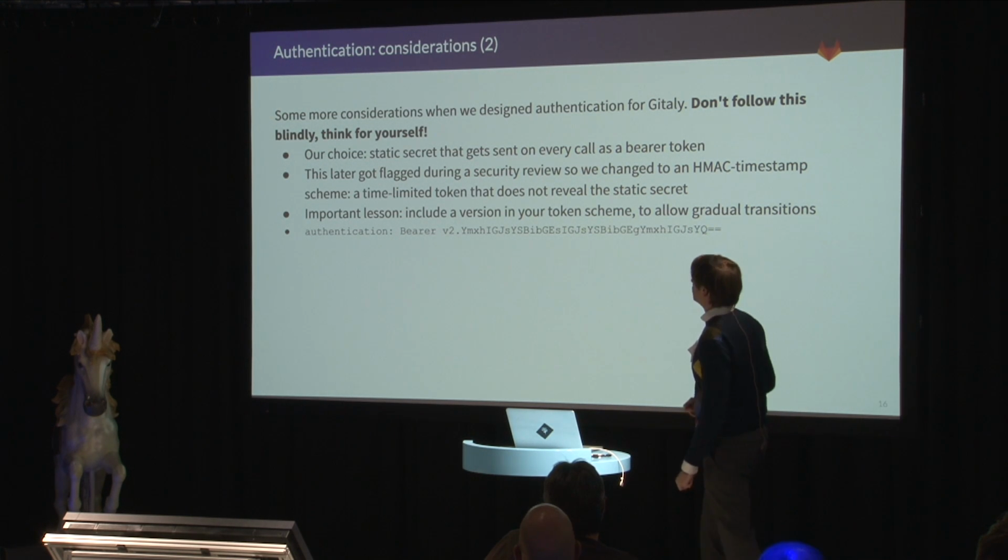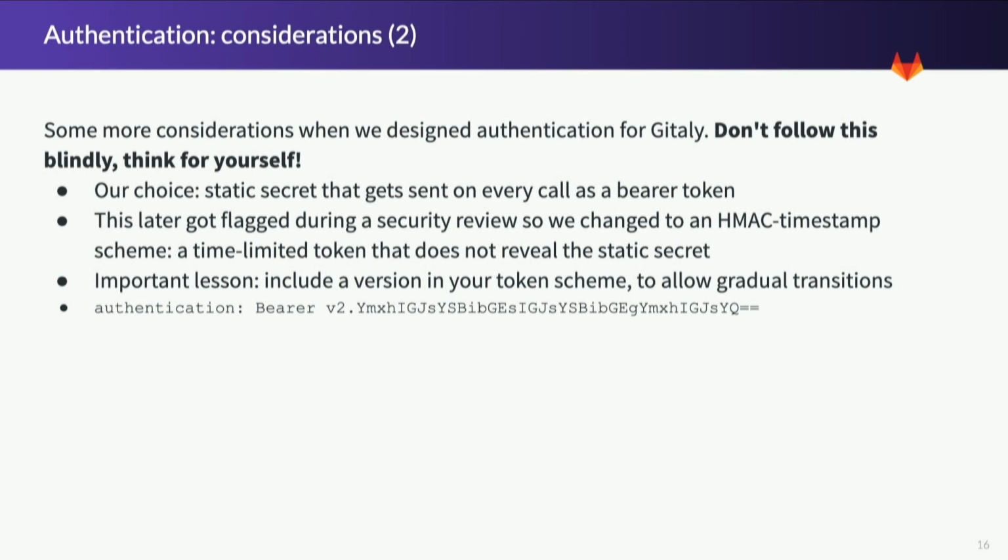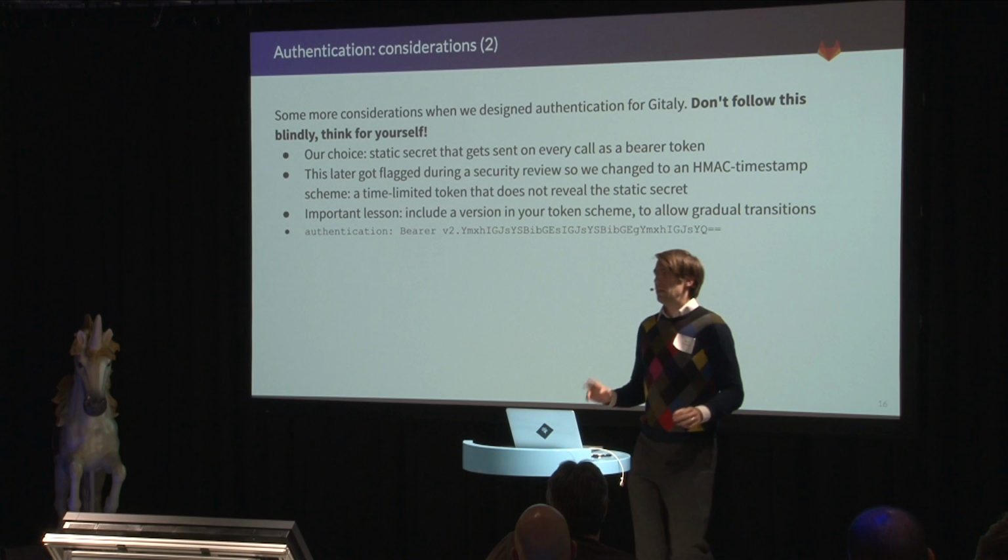So what did we do? We just put a static secret in the header, and we check on every call: is the right static secret in this call? If so, then it's authenticated and it goes through. Then we got a security review, and somebody said it's nicer if you don't send the static secret down the wire every time, so how about an HMAC timestamp scheme? That basically means the client can prove it has a secret, and it signs a message that is valid for a certain amount of time, and the server can verify it was signed by the client, but you never send the actual secret across the line. That's nice, but it's more complicated.